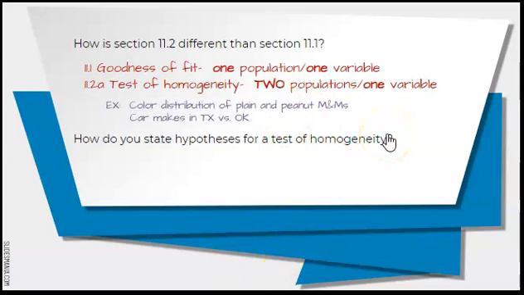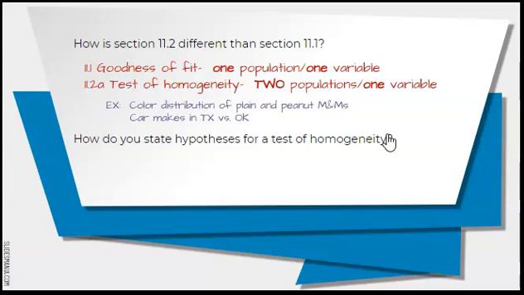For instance, color distribution of plain versus peanut M&Ms. Are the color distributions the same between plain and peanut? Or car makes in Texas versus Oklahoma. So our two different populations are Texas and Oklahoma. But the one question is, what's the car make? So that's your guideline to know if it's goodness of fit versus homogeneity.